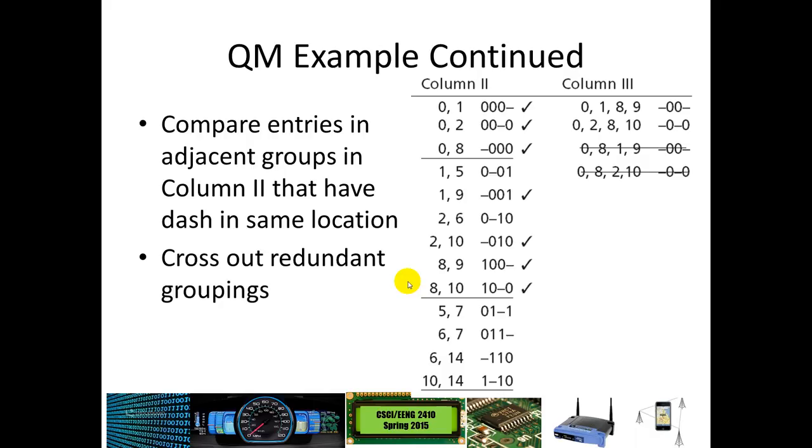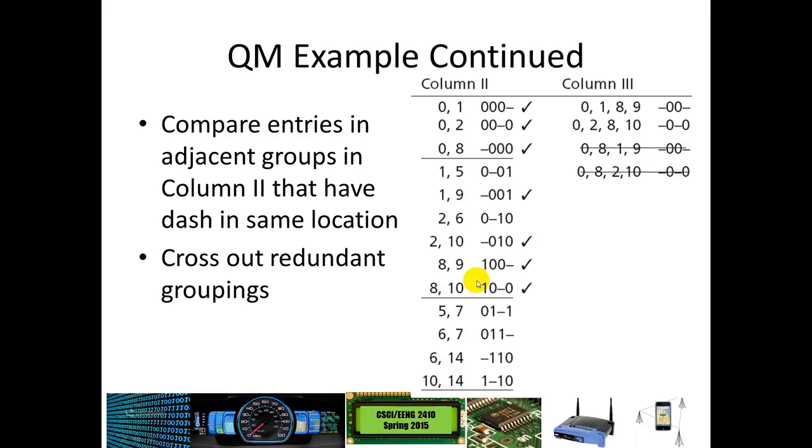Likewise, we could form a grouping between 0-8 and 2-10. So 0-8, if we look down here, can also combine with 2-10. We'll go ahead and check off 2-10, but again, this is the same as the grouping we had in the second row right there. That's all the comparison between the top and the middle group. Now let's look at our middle group relative to the bottom group.